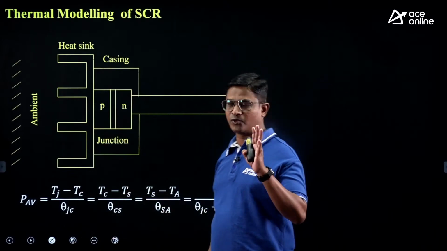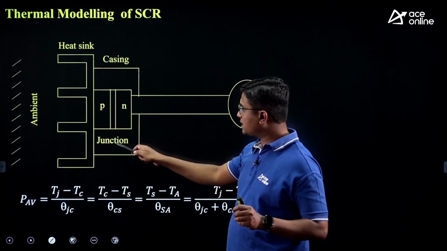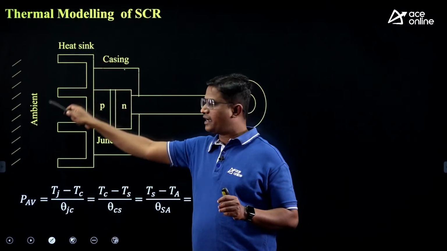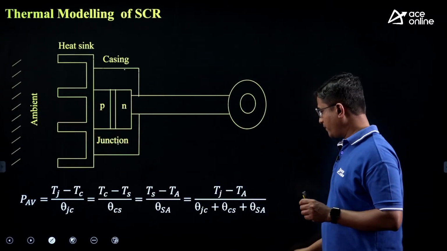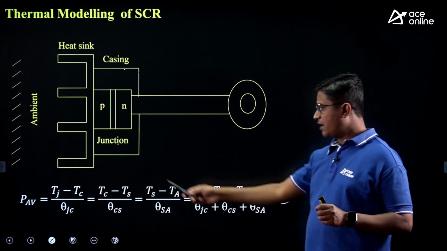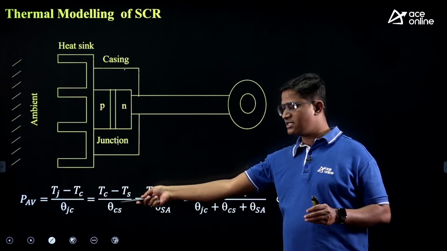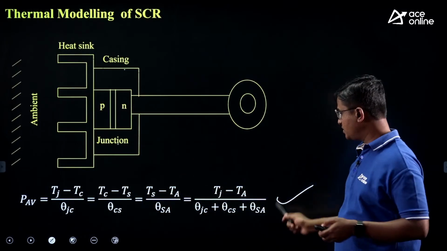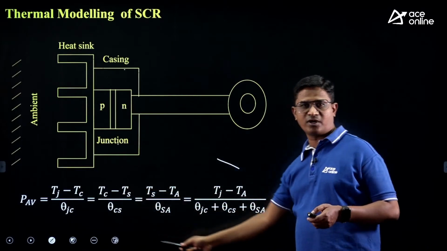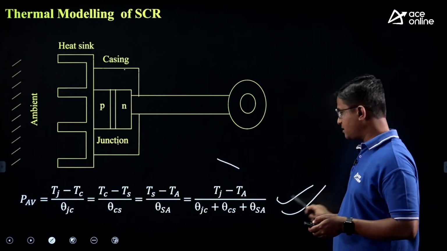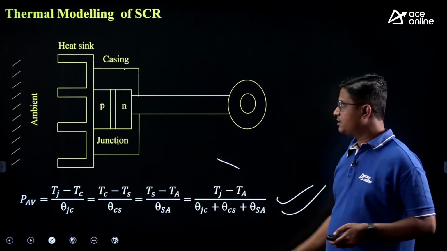temperature. So we have four nodes: junction, case, sink and ambient, and related to that we have these expressions, P average is equal to Tj minus Tc upon theta Jc, etc. Okay, so this expression is important. Based on this expression they have asked us some questions, okay, right.